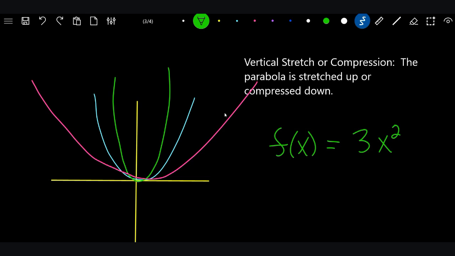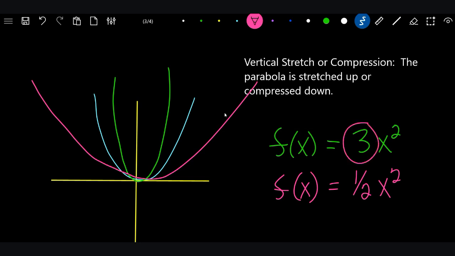Okay? And then let me use this pink color to show you what the compression looks like. The compression is if it's a decimal being added, or a fraction, either one, being added to the x squared. So in the compression, when you multiply a fraction to it, it pushes it down. It compresses it. Why? Because you're multiplying by a fraction, which is making it get smaller.